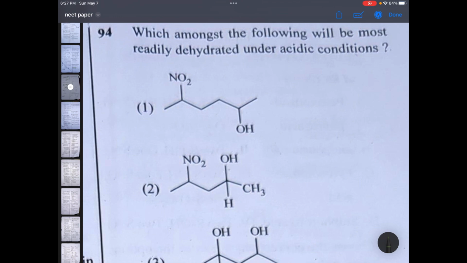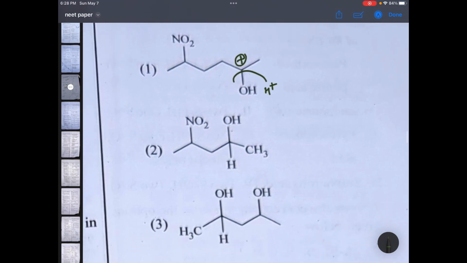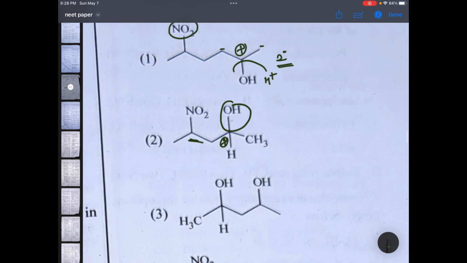Which among the following will be the most readily dehydrated under SD conditions? First, SD condition means you are going to add H plus. So this will be going plus charge. This is secondary carbocation. See, this side methyl, this side methyls are there. NO2 group is little away. Here when this goes plus charge, NO2 little close. NO2 type of group should not be there because they are electron withdrawing groups.